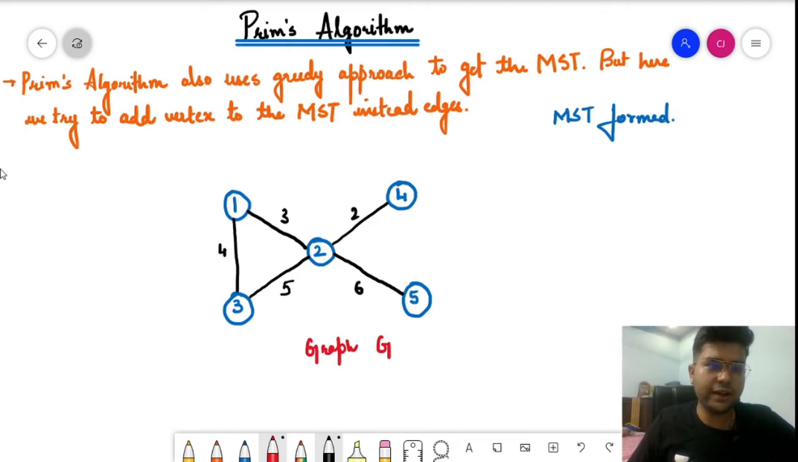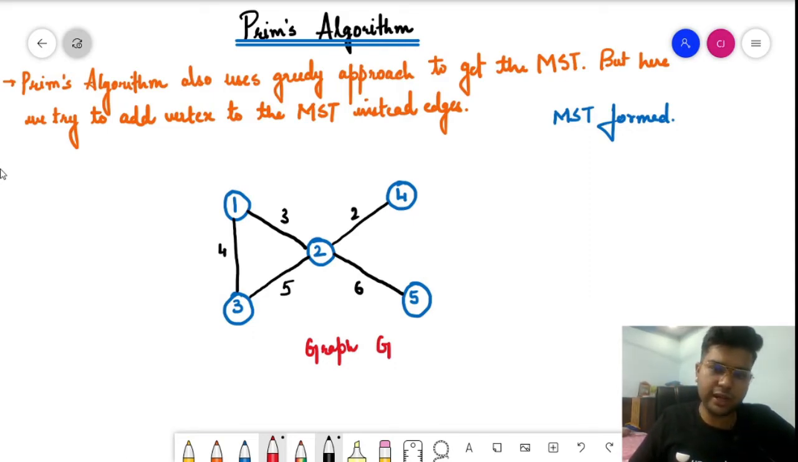So let's get into the definition of it. The algorithm uses the greedy approach to get the minimum spanning tree, but instead of adding the edges as we did in Kruskal's algorithm, we will add the vertices this time. We perform some operations on the vertices and add those vertices to form the minimum spanning tree. So we need to add all the vertices, and in n-1 edges we try to make that possible with the minimum weight. Okay, so let's see how we can do this.